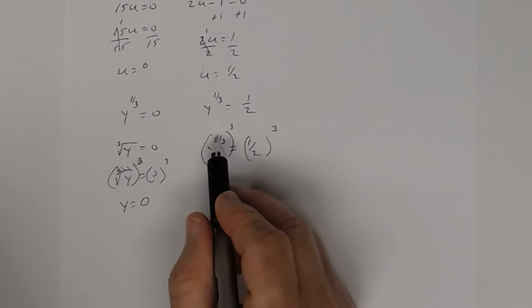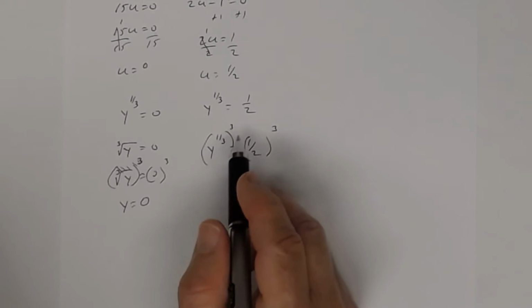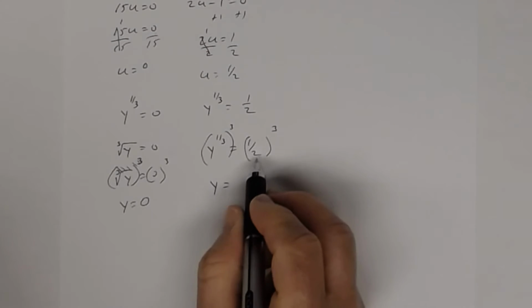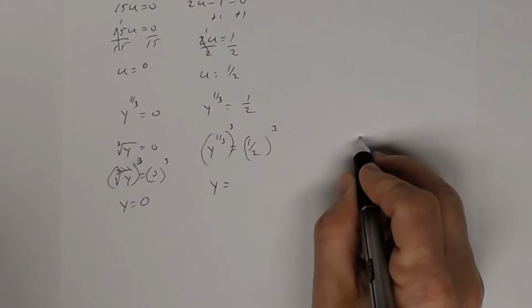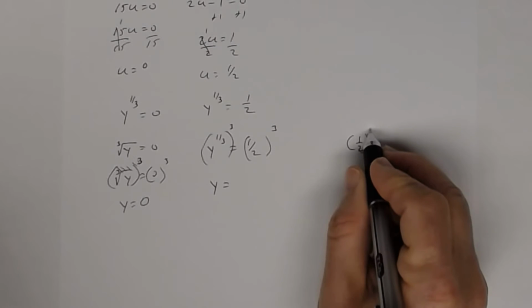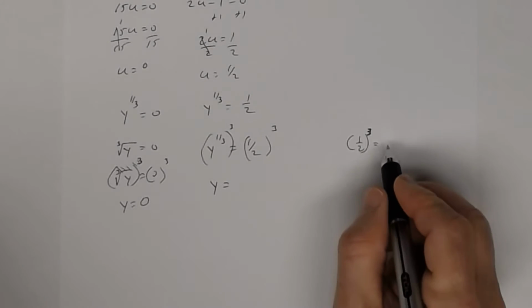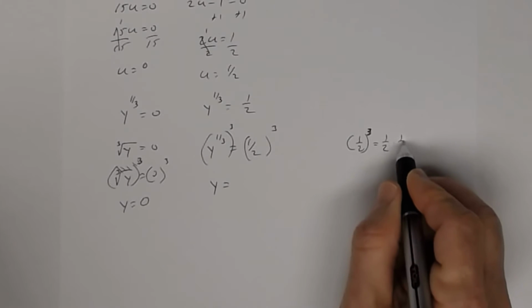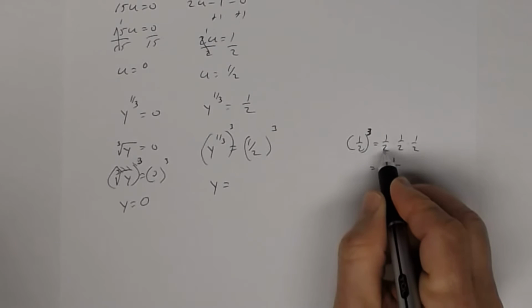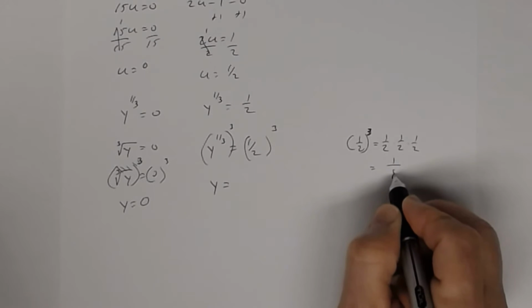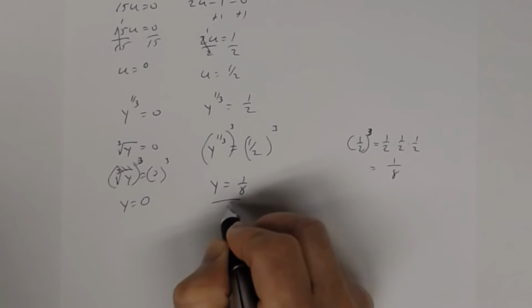And so now I have a power to a power rule, and I'm going to multiply those exponents. 1/3 times 3 is 1. So I get y equals 1/2 to the third power. Remember, 1/2 to the third power means 1/2 times 1/2 times 1/2. So 1 times 1 times 1 is 1. 2 times 2 is 4. 4 times 2 is 8. So I get 1/8. And there's your answer.